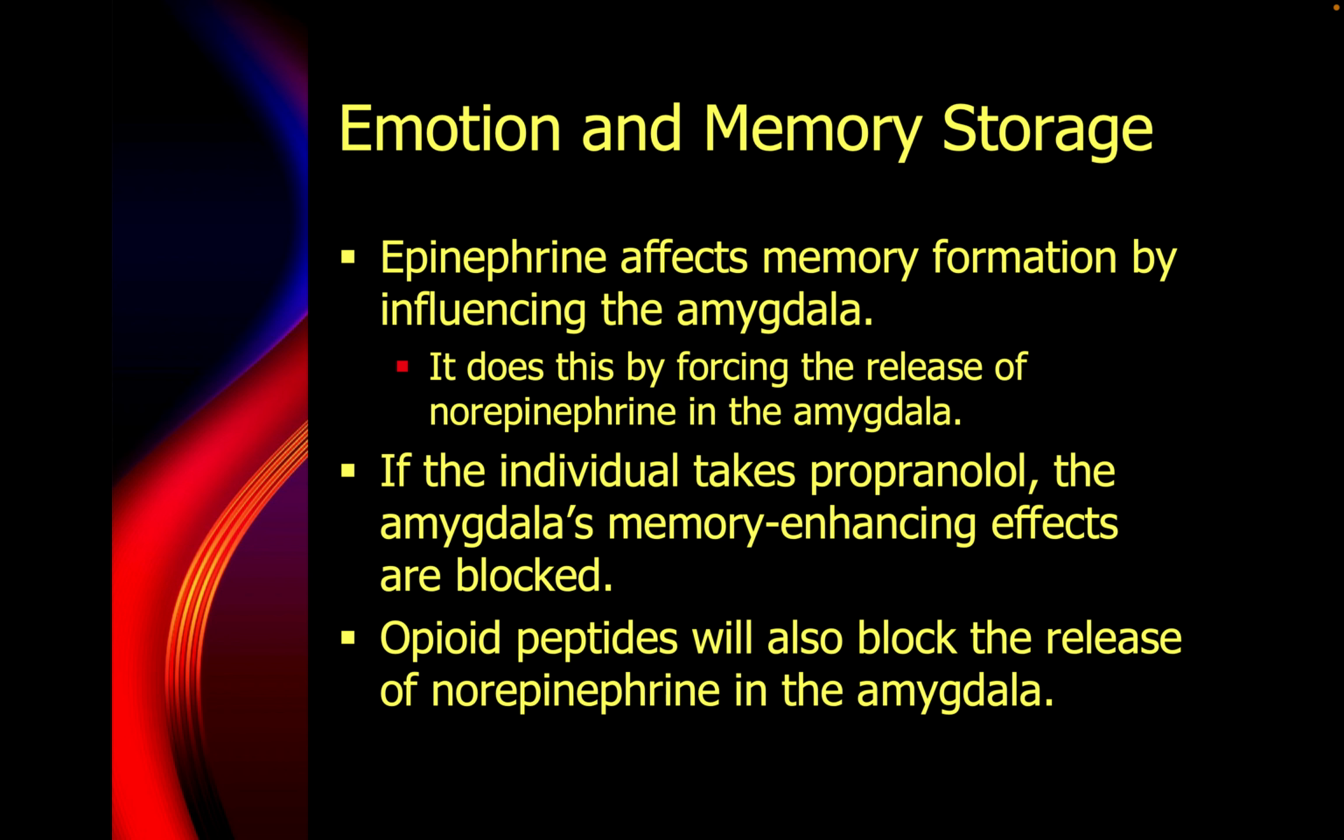But one of the things that they discovered was that you couldn't make people not remember things. Propranolol does block the emotional part of it. But it couldn't block people thinking about situations over and over and over again. And that's how you put things in long-term memory. Opioid peptides will also block the release of norepinephrine in the amygdala.